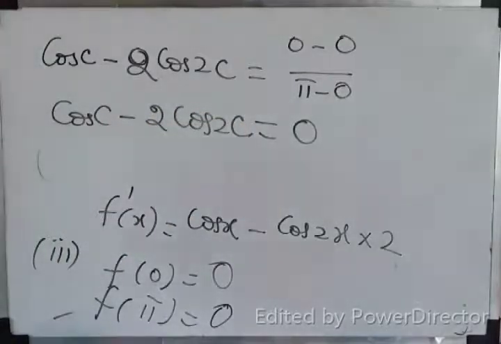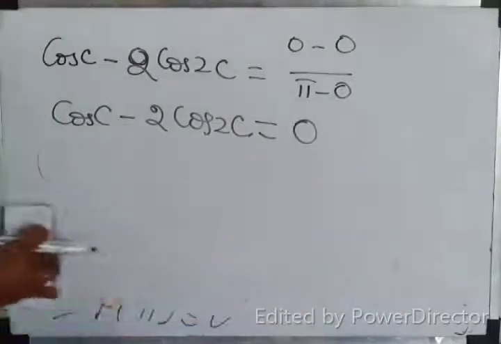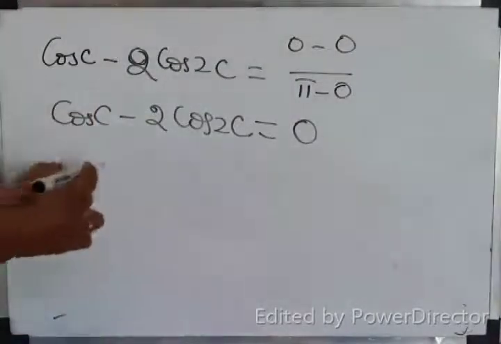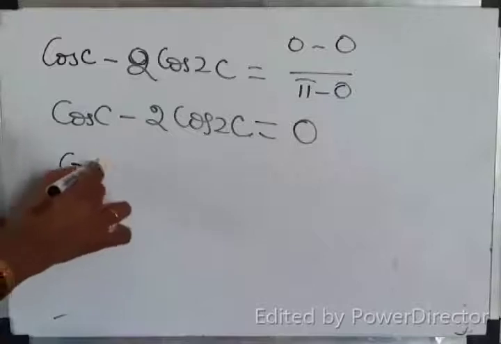How will you solve this? Because here cos c, here cos 2c. Yes, class? We did it in 11th standard. 11th standard trigonometric equation, we did this sum. How will you solve this? Instead of cos 2c, I can substitute.